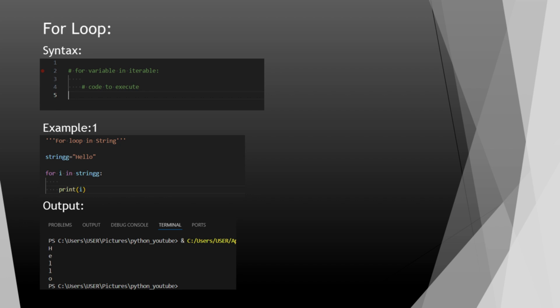So here is example number one. You can see I have given a variable name string, and in that variable I have given a string hello. So I am going to use for loop in that string and see how it's going to work. For i in string, in the i we will get every character of the string hello, and when I'm going to print my i in the output below, you can see how each character, H, E, L, L, and O, has been printed in our terminal.